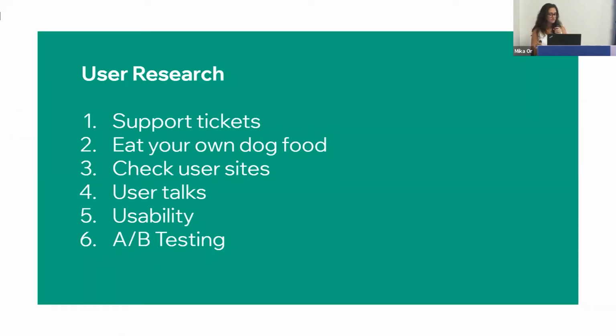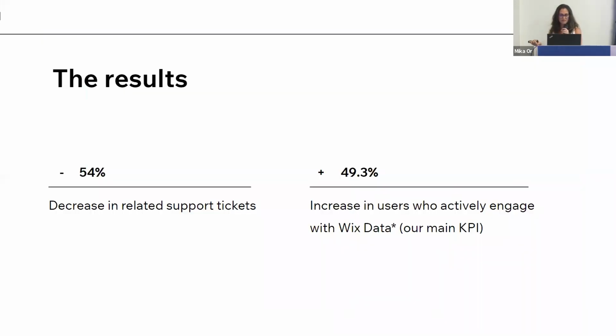So we had our final version and our final content, and we were finally ready to launch with an A/B test. And unsurprisingly, the new version won. First of all, we saw a 54% decrease in related support tickets over time, and a 49.3% increase for our main KPI among users who use this flow. It was a clean win by a long shot.